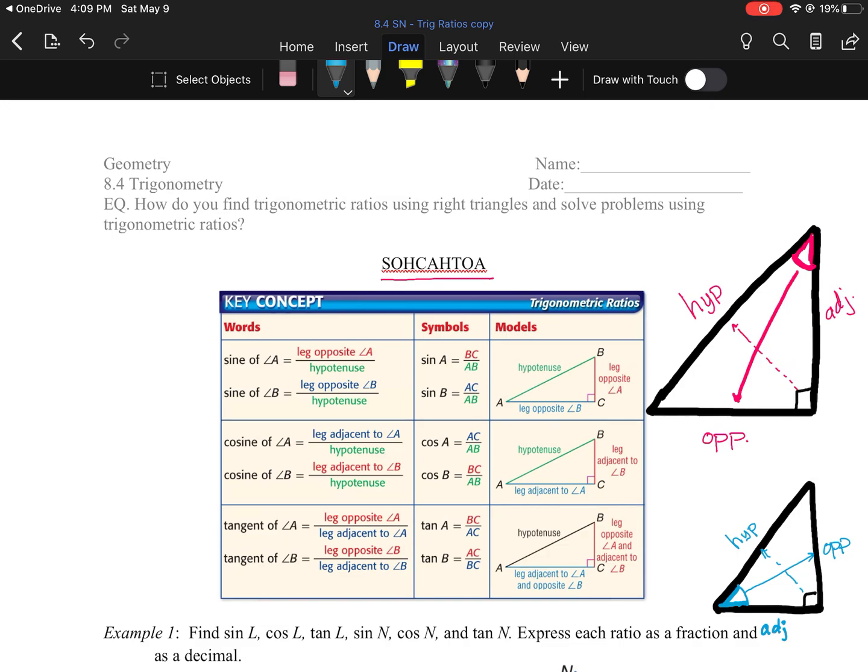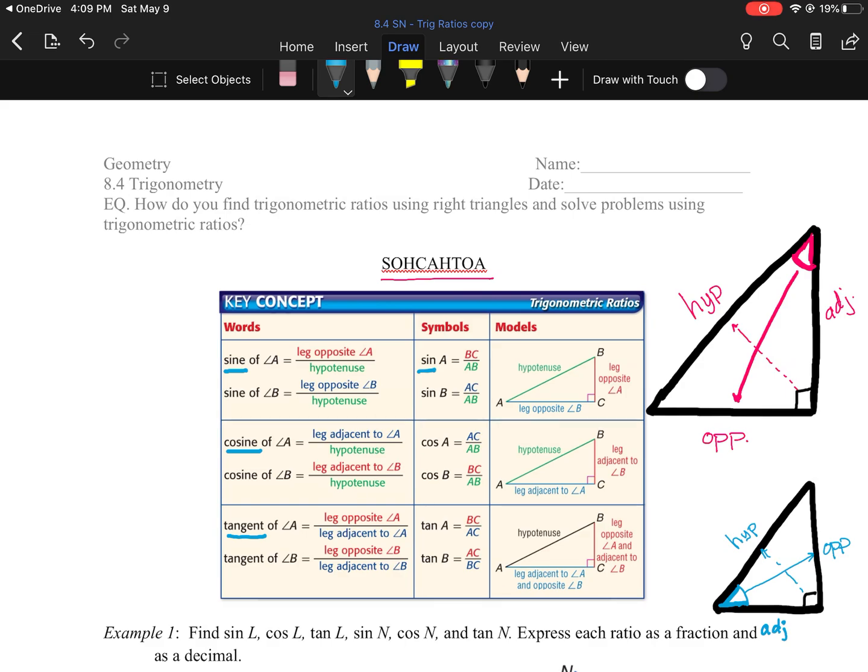That's one of the biggest things about these trig ratios. So you pick an angle, and then you label what's the hypotenuse, what's the adjacent, what is the opposite side. All right, so with that being said, we have sine, cosine, and tangent. Notice how here, sine, cosine, tangent. The abbreviation is SIN, but we still say sine.